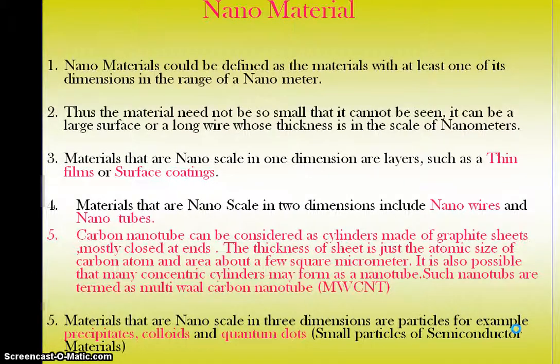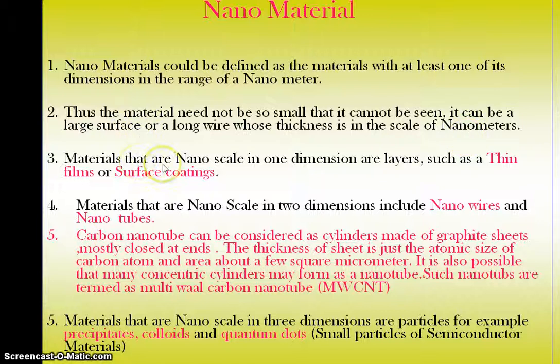What are nanomaterials? Nanomaterials can be defined as materials with at least one of their dimensions in the range of a nanometer. Thus, the material need not be so small that it cannot be seen. It can be a large surface or a long wire whose thickness is on the scale of nanometers.